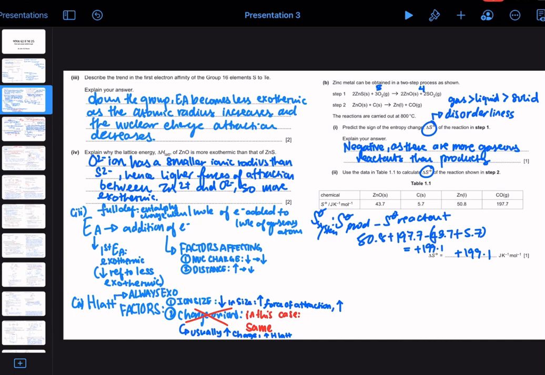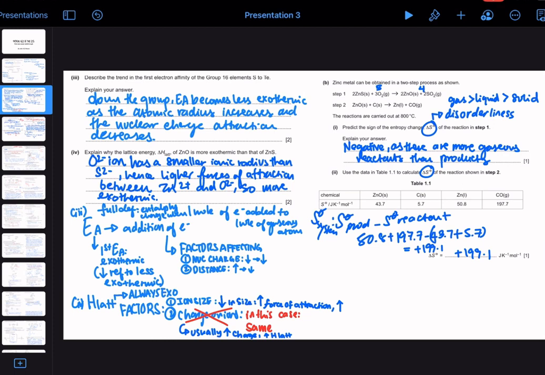Use the data in table 1.1 to calculate the entropy change of the reaction shown in step 2. So we have the entropy change for all of them, and by the way, you have to memorize this formula. The entropy change of a system is the entropy change of the products minus the entropy change of the reactants. Again, remember it's minus bracket on whatever the entropy change of the reactant is. If it's negative, then you're obviously going to plus it.